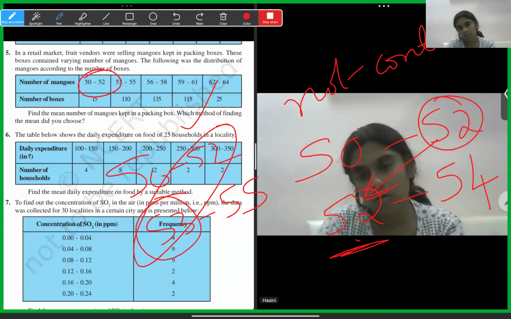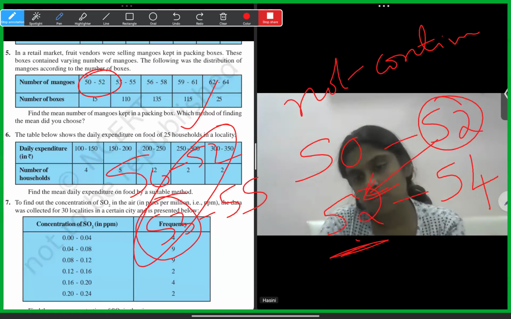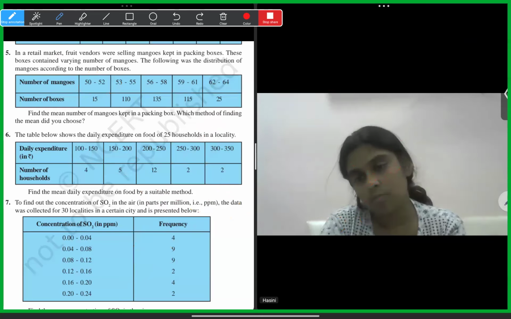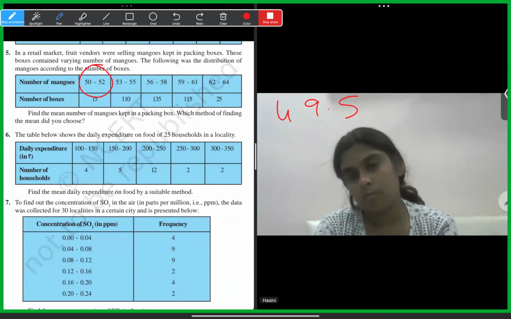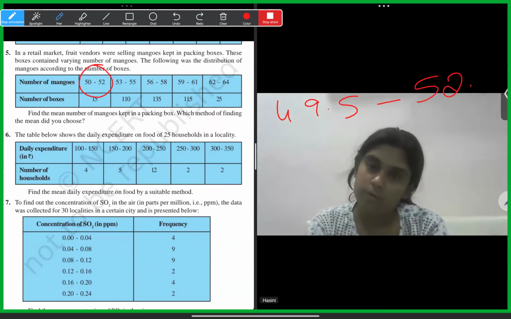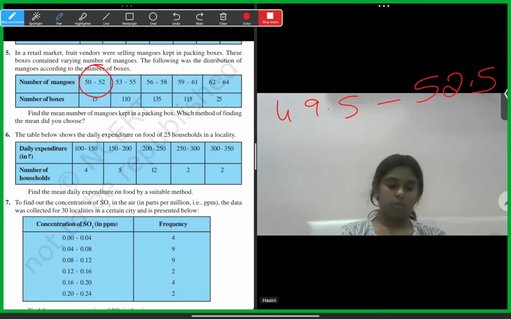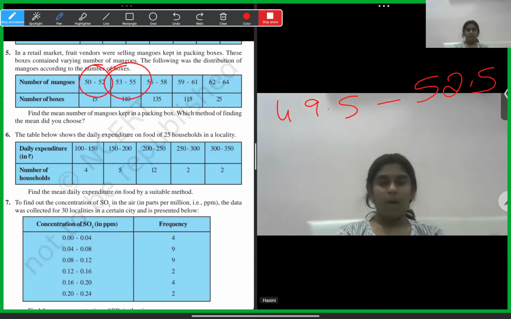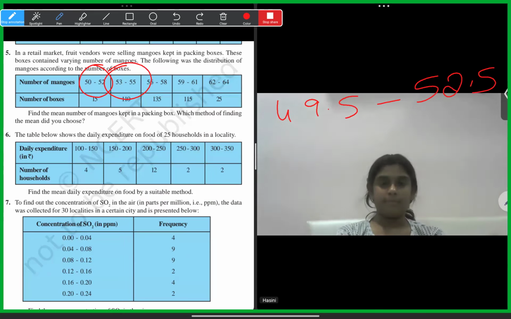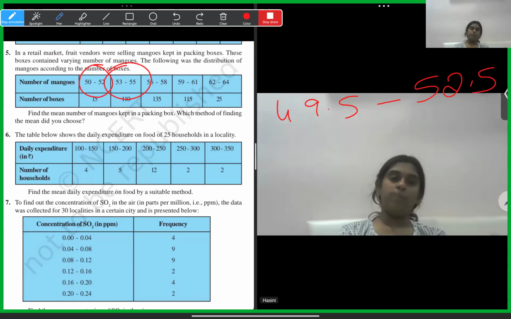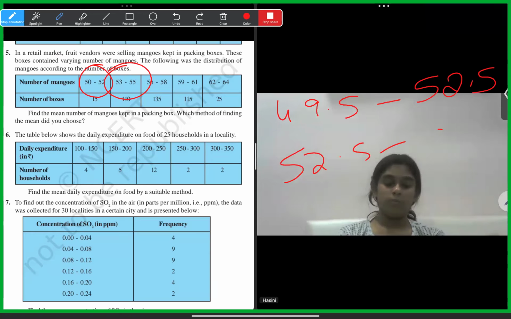Means we should make it continuous, Hasni. So how we will make it: 50 to 52 we will make it 49.5 to 52.5, means we'll subtract 0.5 from 50 and add 0.5 to the other one. From every lower limit we'll subtract 0.5 and add 0.5 to the upper limit. So what will the next one become, Hasni? 52.5 to 55.5. Yes, Hasni, that is correct.